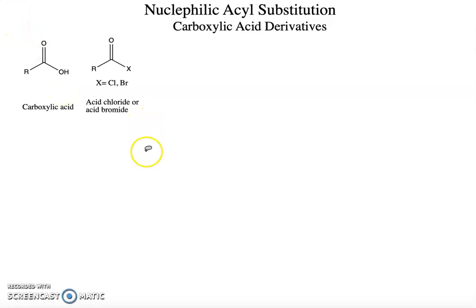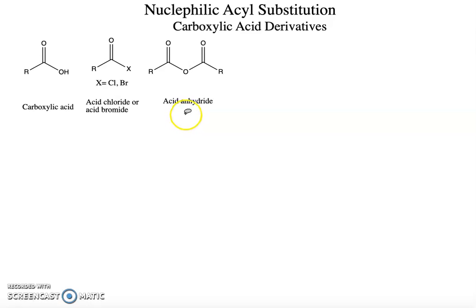I want to talk today about nucleophilic acyl substitution, and in order to have that discussion, we need to talk about carboxylic acid derivatives. So here's the generic structure of a carboxylic acid, and in terms of the derivatives we're going to talk about today, we'll talk about acid halides, which include acid chlorides and acid bromides.